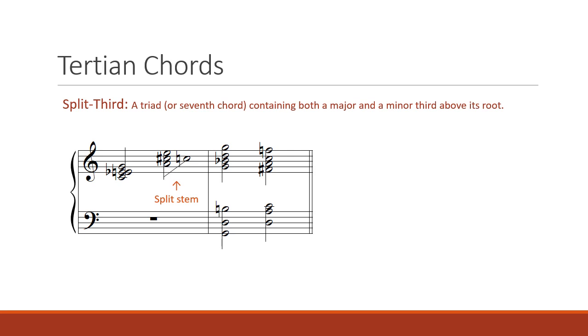The split third can occur in the same register, like in the first measure where we have C major and minor at the same time, and A major and A minor. Or it can occur in a different register. So in the second measure, we have G major and G minor, but the B natural is in a different octave than the B flat. And then the last chord is a D7 with both an F sharp and an F natural.